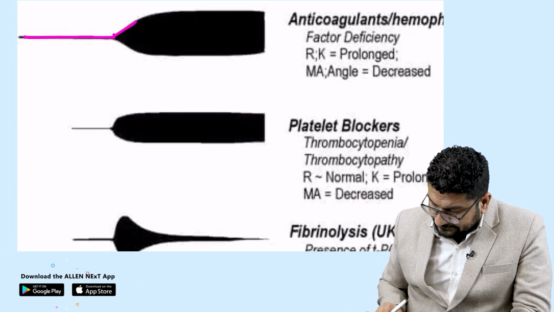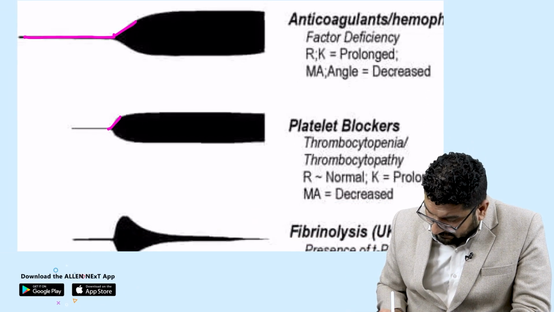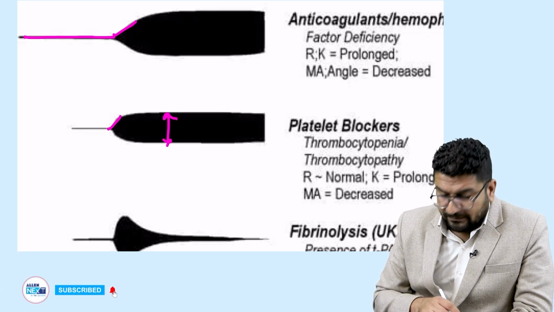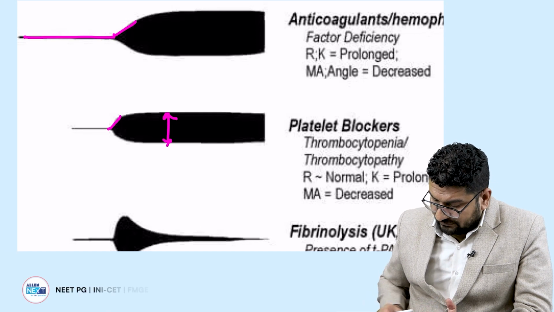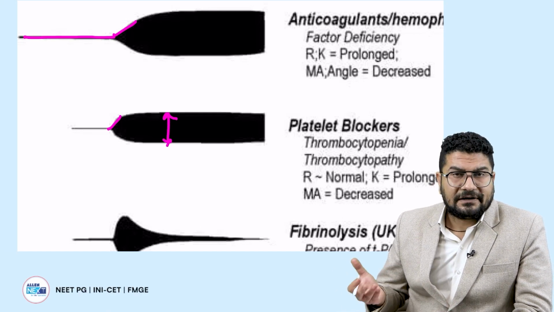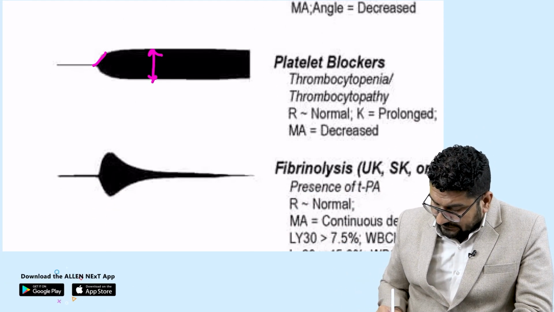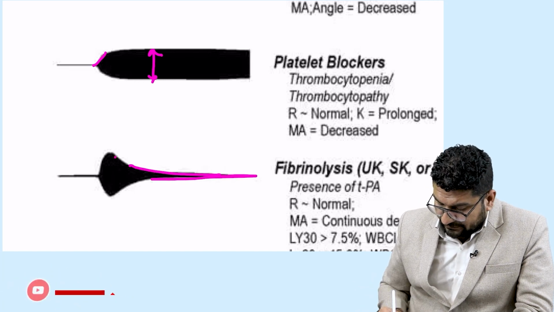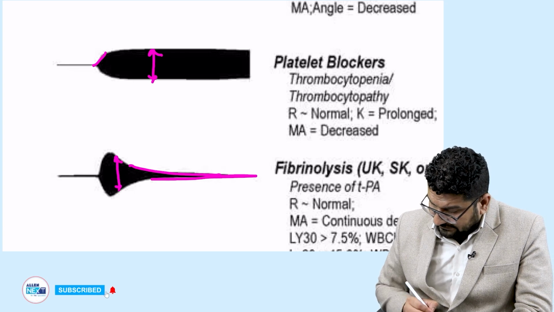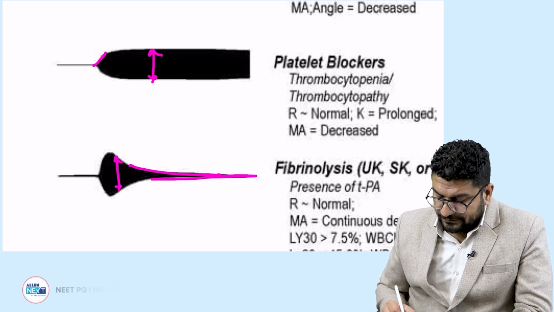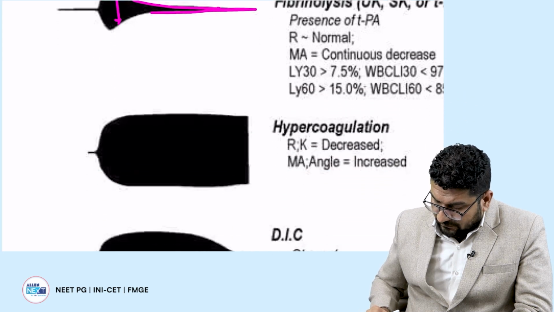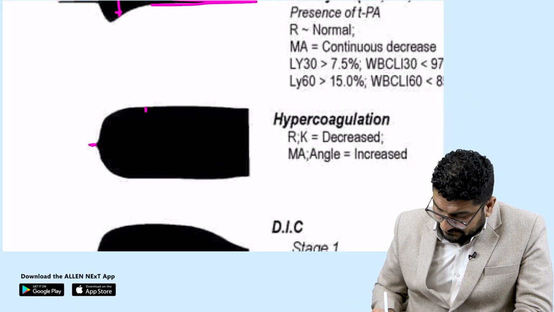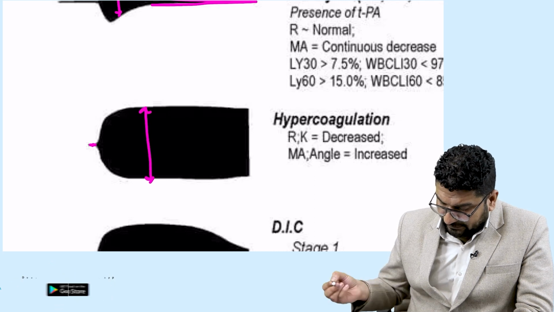Then here you can notice K is a bit prolonged, लेकिन MA कम हो गया, मैक्सिमल एम्पलीट्यूड कम हो गया. इसका मतलब प्लेटलेट्स are not sufficient. So how you will manage this, you will give platelets or desmopressin. Here you can see LY30 की पूरी टेल बन रही है, maximum amplitude is shortened, छोटा होता चले जा रहा है, continuously decreasing. It is due to thrombolytic overdose. Focus on this thing. You can notice R is shortened, मैक्सिमल एम्पलीट्यूड तुरंत अचीव हो गया, बहुत ज़्यादा अचीव हो रहा है, that is called hypercoagulation.